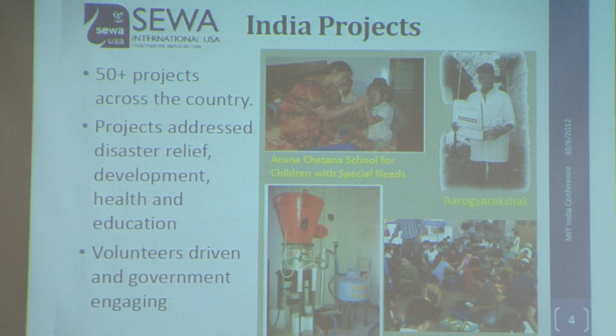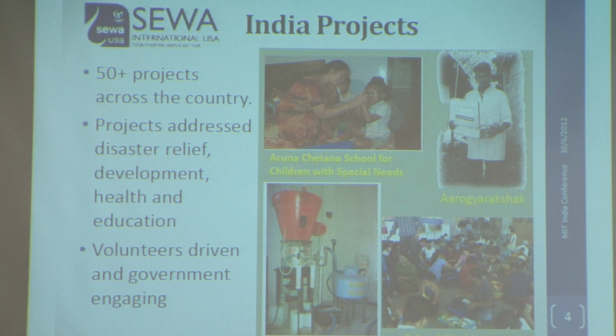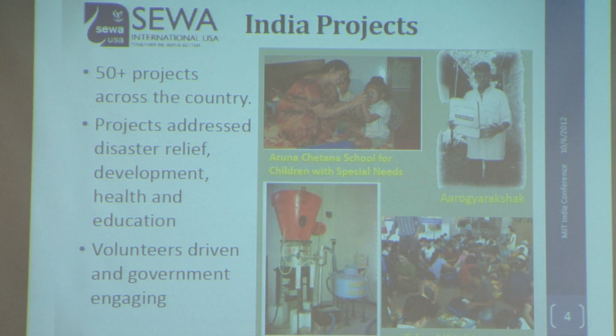In India, there are about 50 plus projects across the country that we are working on with various organizations. And projects are addressed for disaster relief. Initially, it started as disaster relief because that is something immediately taken as an attention. As Honorary Godrej said earlier, when there is a plane crash, everybody pays attention, but not for a car crash. So the same thing was happening. But then everybody started understanding that disaster is one thing, but if development, health, and education are addressed, a lot of things in disaster also get automatically covered. So we started working on that. And it is volunteer-driven, but we always engage government also.